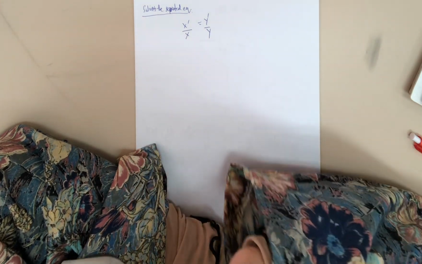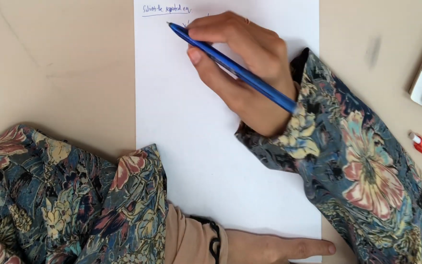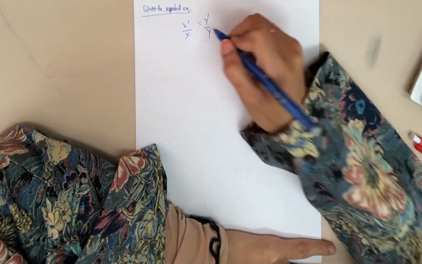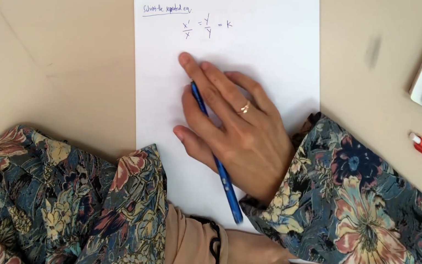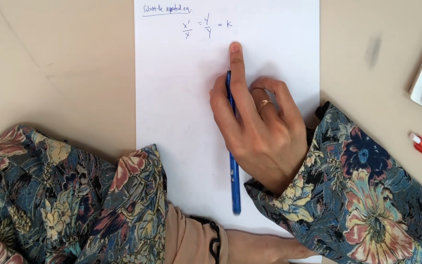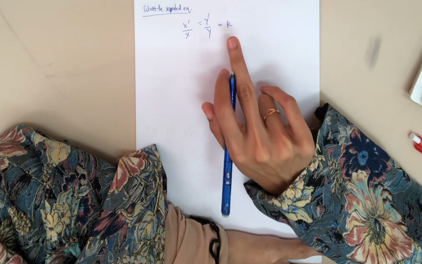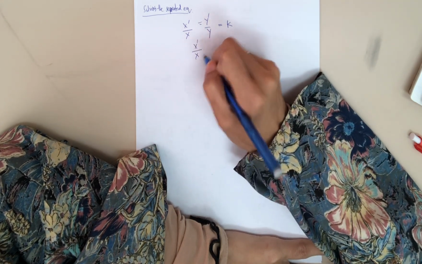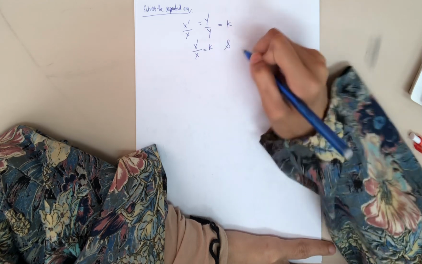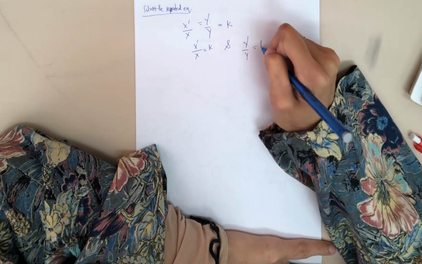So in solving the separated equation, the first thing we need to do is equate both equations to k. You need to equate this equation to k. So what does it mean? It means that x prime over x is equal to k and y prime over y is also equal to k.